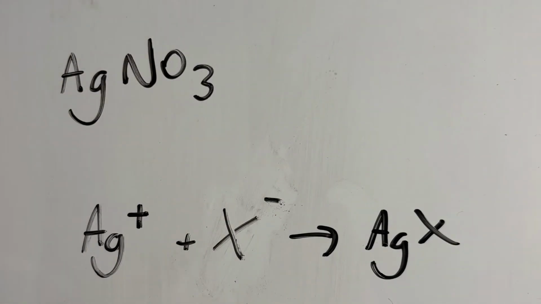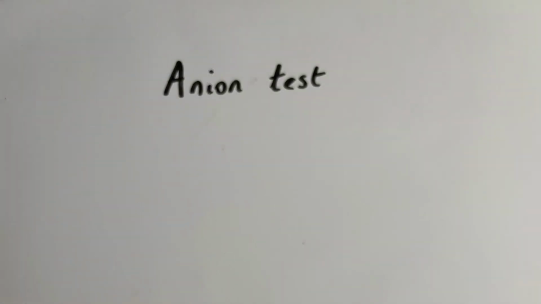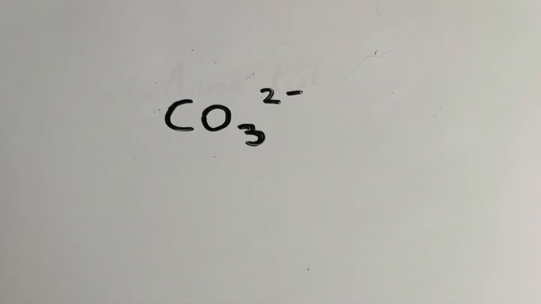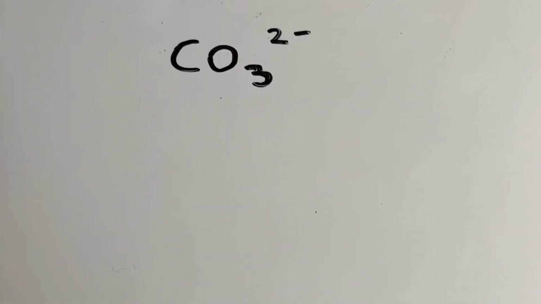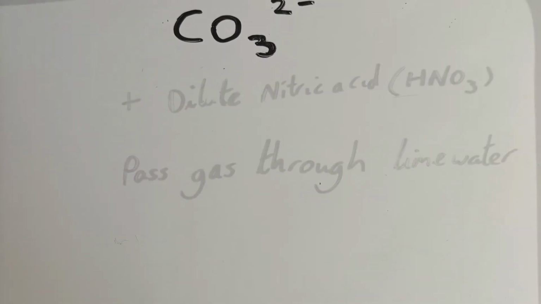Now, another test for halogens is with silver nitrate, and as you can see here, it forms silver halide. But first we need to go over the polyatomic anions. So these are anion tests. They test for negative ions, as the name suggests. So first of all, we have the carbonate test. This is the carbonate ion, which you hopefully have memorized.